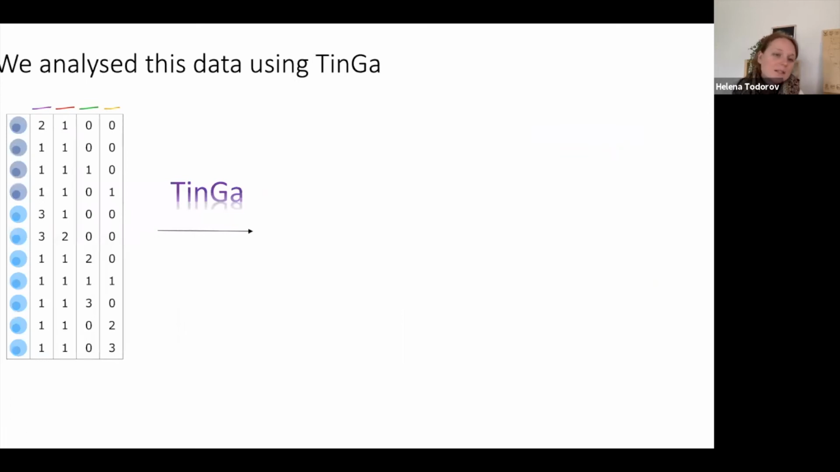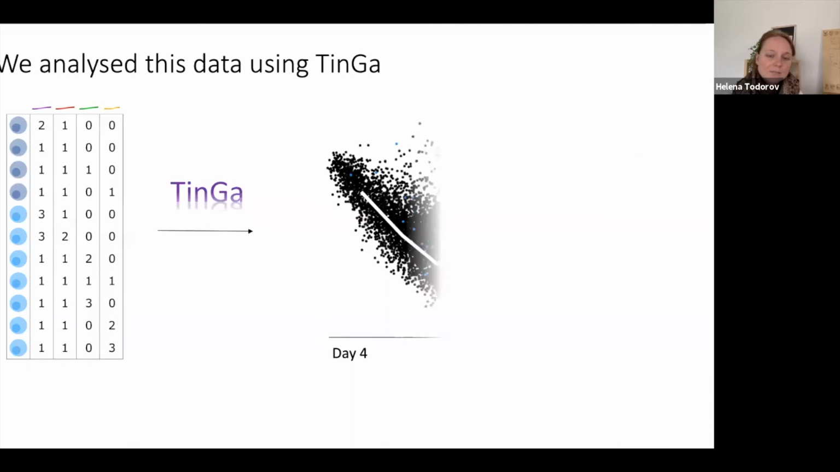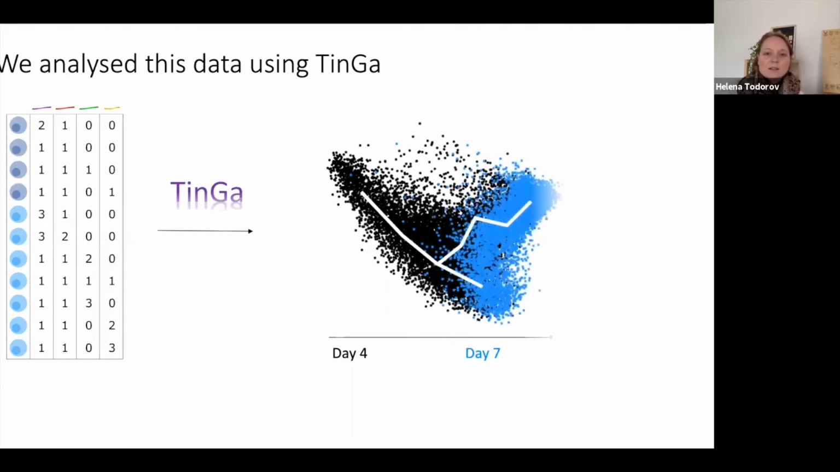We fed this data set into Tenga, and this is the trajectory that we obtained. You can see a nice transition from T cells from day 4 to T cells from day 7, with a little split here at day 7.